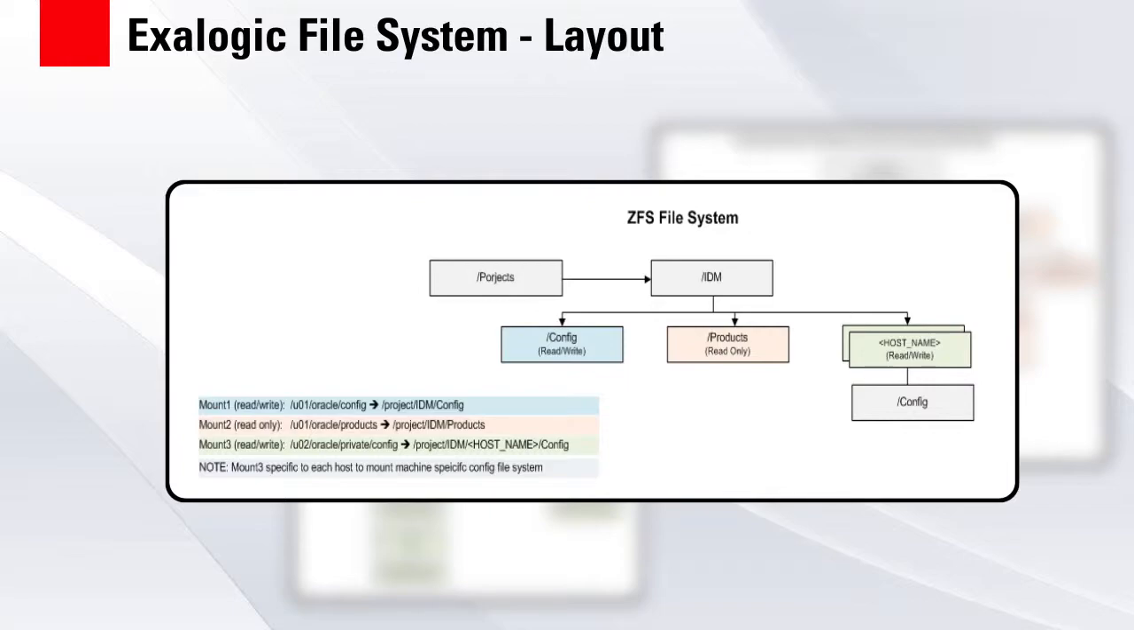So you create this file system on a ZFS, but mounted across all the compute nodes, and the actual file system may be whatever the mount point you have, but those are two different mount points, and you mount it to each compute node through U01 Oracle config and U01 Oracle products.